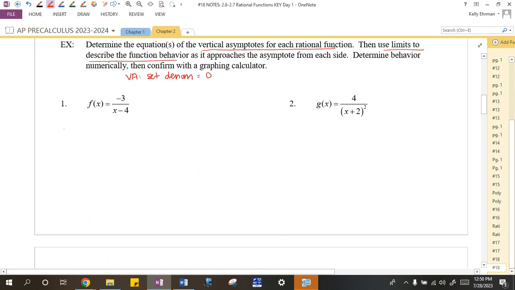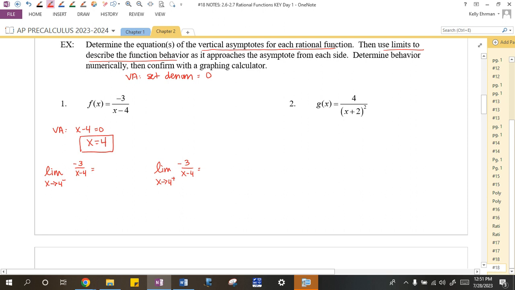So the vertical asymptote should be when x minus 4 is equal to 0. The negative 3 does not factor in here. So there's a vertical asymptote at x equals 4. So this is the equation for the vertical asymptote, right? And then let's think about this. What is the limit as x approaches 4 from the left of negative 3 over x minus 4? Or I could write f of x. Is it going to be positive or negative infinity? And what about the limit as x approaches 4 from the right of negative 3 over x minus 4?